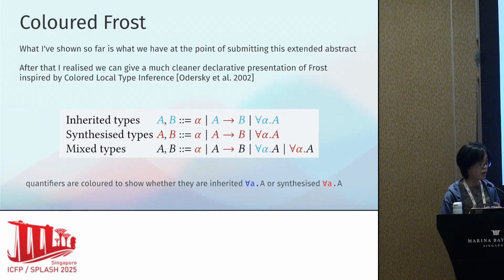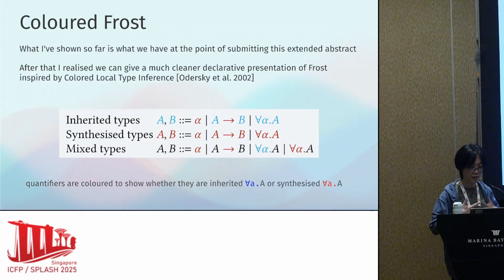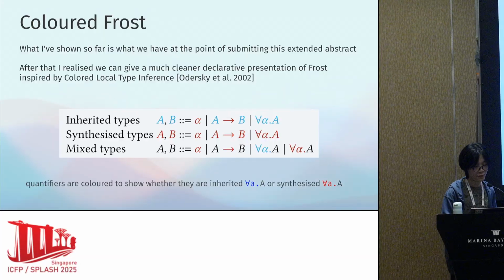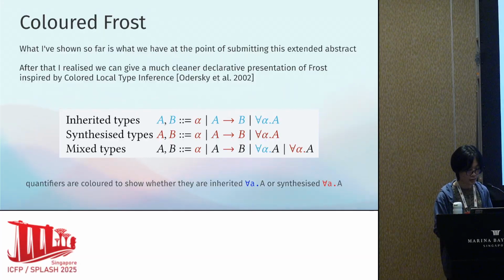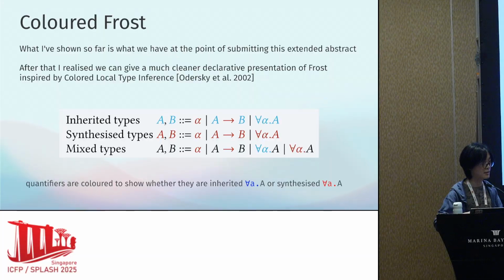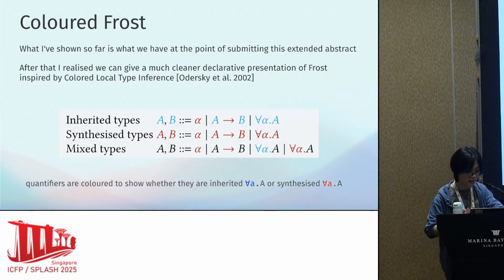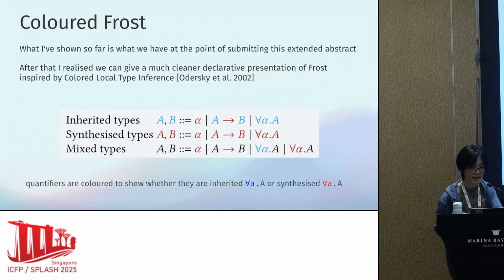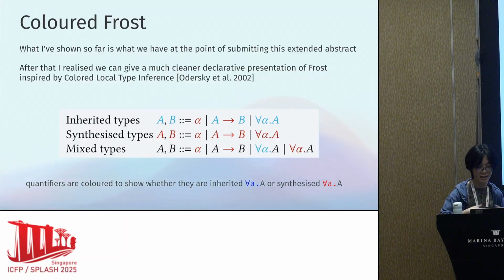So since we are only caring about inferring polytypes, we have two different colors for quantifiers. One is in blue, which means they are inherited from the outside, and the other is in red, which means they are synthesized from inside.